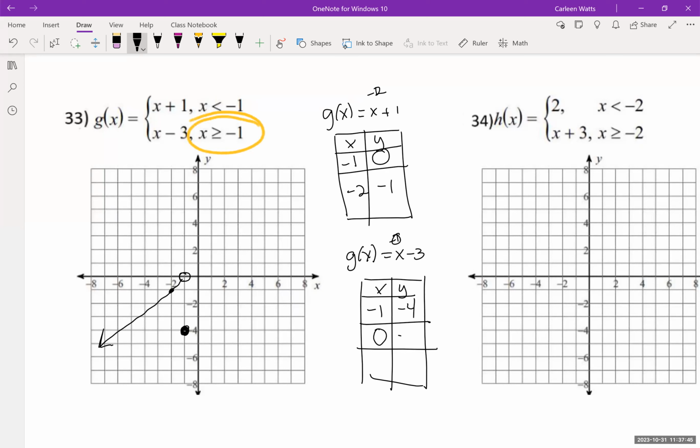Okay, 0 minus 3 is -3. 0 is -3. There is my piecewise function. Notice, is it a function? Yes, because I have open circle, closed circle.